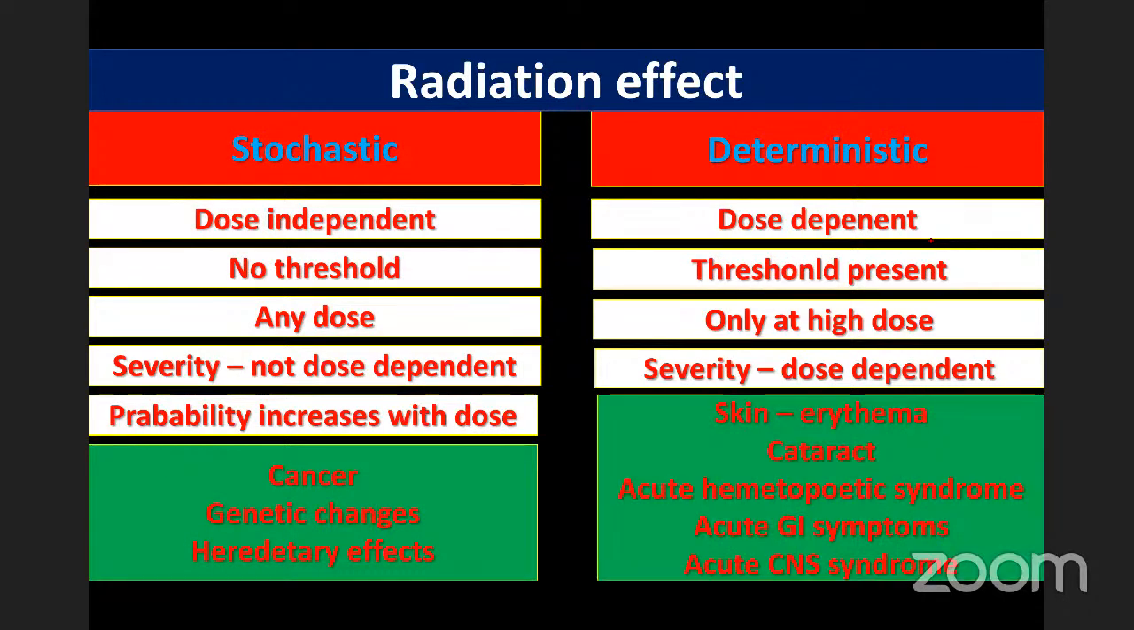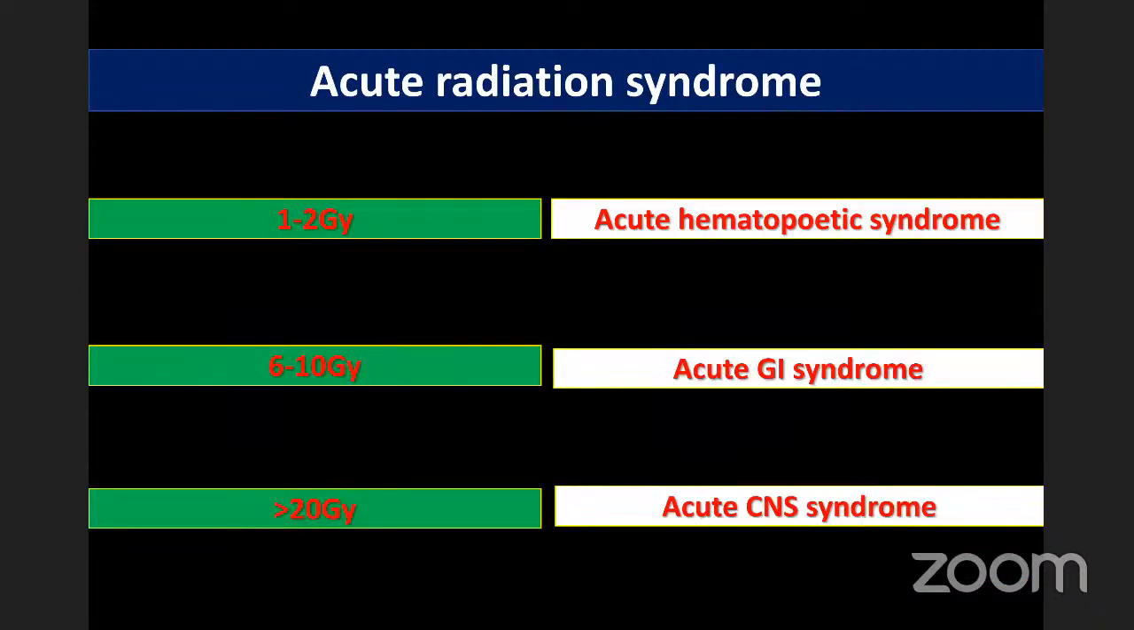The same thing, these are the examples. Other examples are skin erythema and cataracts. Then these three things are together called the acute radiation syndrome. They happen immediately. Cataract will take time, with long-term exposure. Skin erythema also can have piling up of the exposure, or a one-day long exposure can also cause it. But acute syndromes of radiation include acute hematopoietic, acute GI, and acute CNS syndrome. So this is the dosage which I already told you. Just remember 1 to 2 gray, acute hematopoietic syndrome; 6 to 10 gray, acute GI syndrome; and more than 20 gray, acute CNS syndrome.